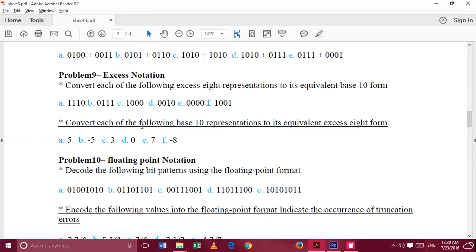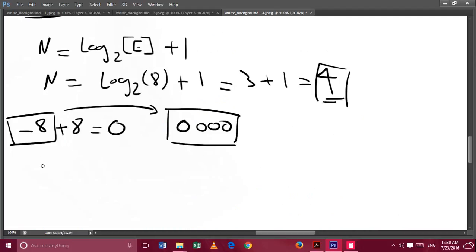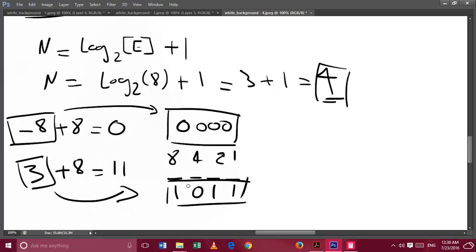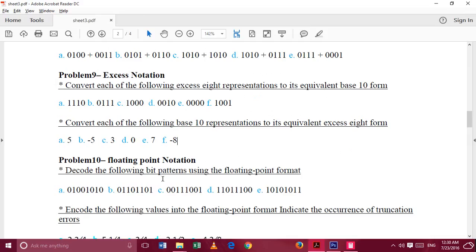Let's take another one. Let's say 3. Again, you add the excess, so that would be 11, and then you convert 11 in 4 bits to unsigned binary. 1, 2, 4, 8. So 11 would be 1 here, 1 here, 1 here. There you go. So this here is 3 in 4 bits excess 8 notation. Okay?